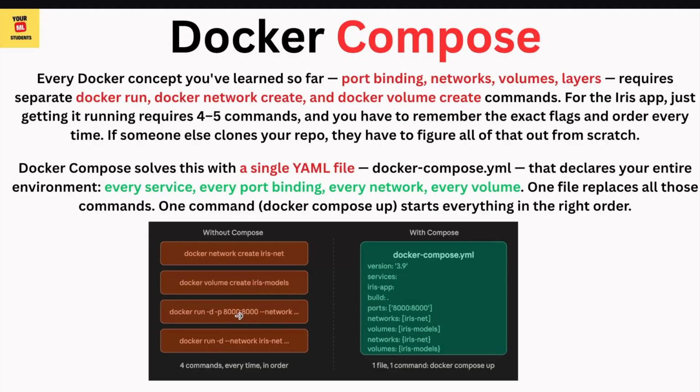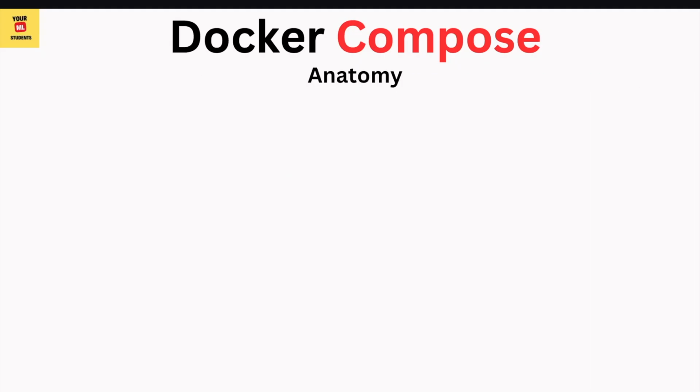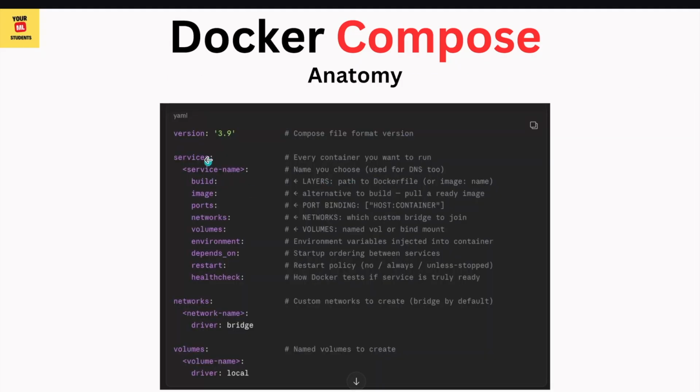But now since you don't have to do that, that is why we have something called docker compose YML. Okay, what is the anatomy? You can see first we mention the version, then we mention the services, every container you want to run. First of all, the name you choose, then which build you want, which image you want to pass, which port you want to pass, which network you want to pass, which volume you want to pass, what environment variables you want to inject.